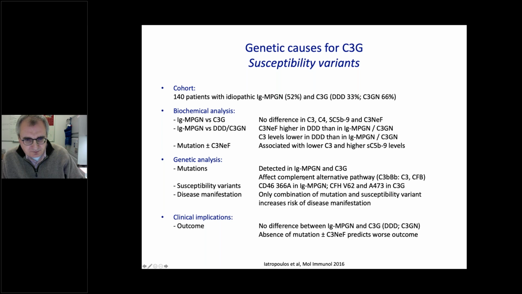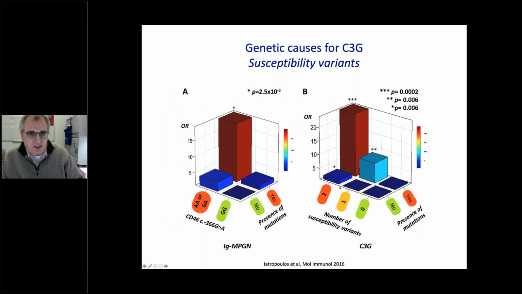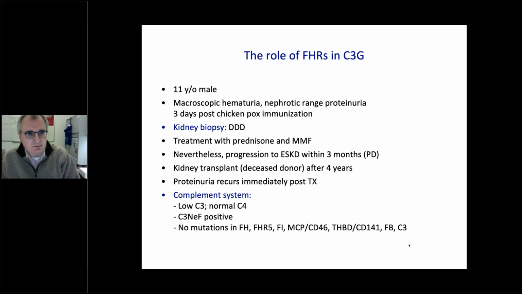And the second finding here was that they identified risk haplotypes in MCP, CD46, and factor H. And they identified that the combination of risk haplotype plus another mutation really enhanced the manifestation risk in IC or IG MPGN patients, as did the number of susceptibility or risk variants, with the highest number carrying the highest risk in C3G, together with the presence of underlying mutations. So this is really a seminal paper that is highly important, and I recommend it for your reading.